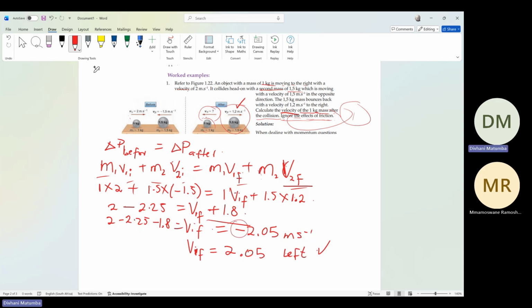So after collision, the 1 kg ball eventually moved towards the negative direction. How do we see that? Our answer has a negative sign. Meaning, if we have chosen right to be positive, anything that goes left will be negative. As you can see, negative is going left.